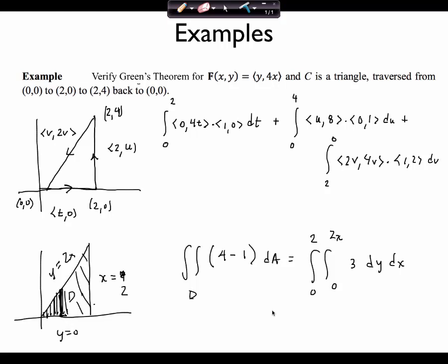Anyone get an answer? They both should be, what is it? 12? They both 12? So this should be 12. When we add up those three to get the circulation, the double integral should be 12. And that verifies Green's theorem, because we're showing that both sides have the same value. That's what we mean by verifying a theorem.